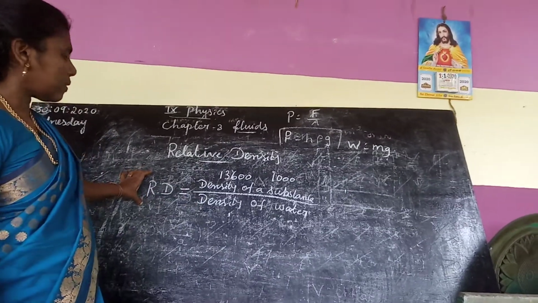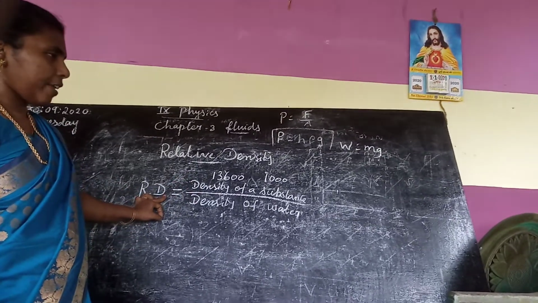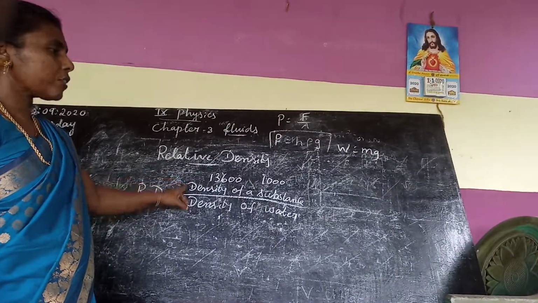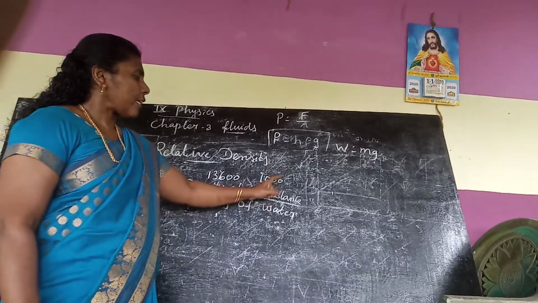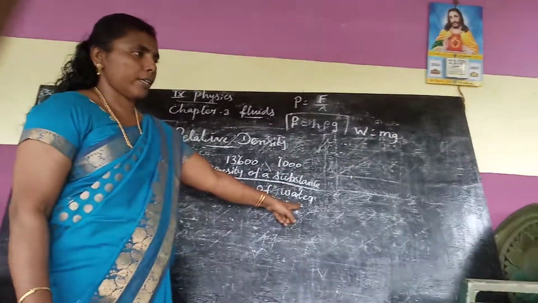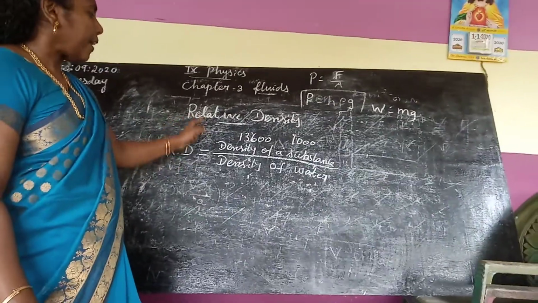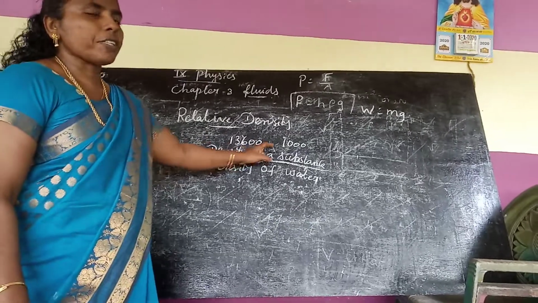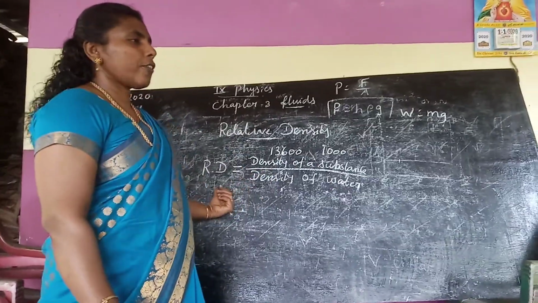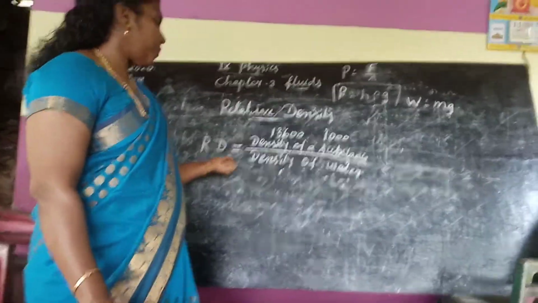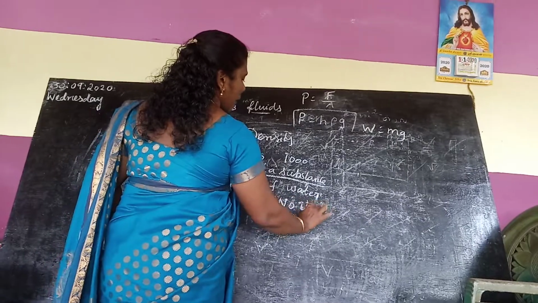Now we can study the definition of relative density. Relative density is defined as the ratio of the density of a substance to the density of water. What is the unit of relative density? There is no unit for relative density.